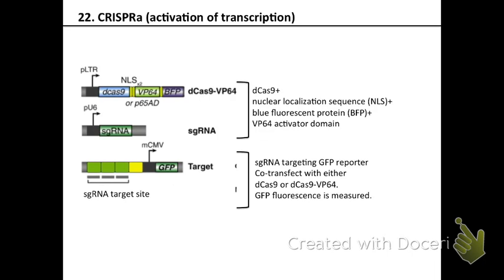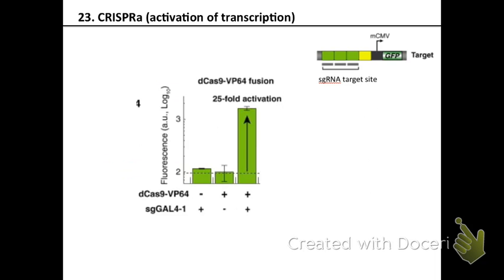So, all right. What they're going to do is put the dCas9 with the localization sequence, with the blue fluorescent protein, with the activation domain, with the sgRNA, and measure the GFP fluorescence from the reporter gene here. And how does the data look?